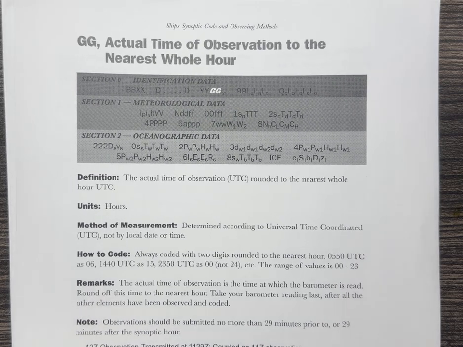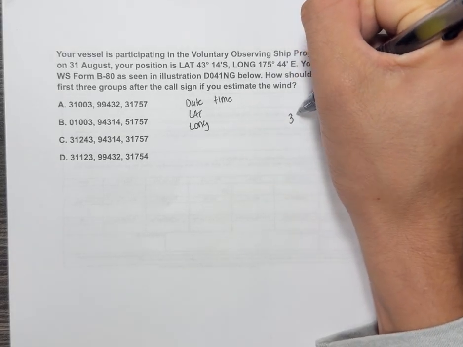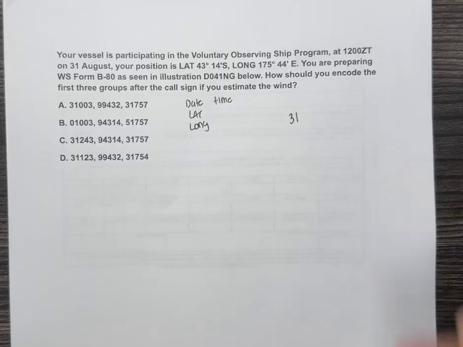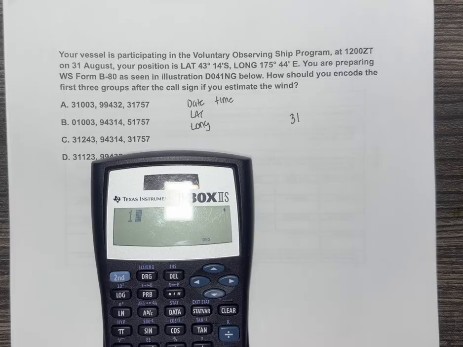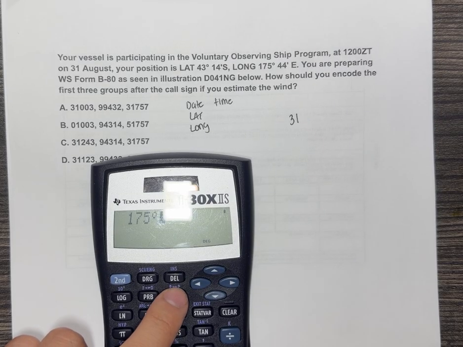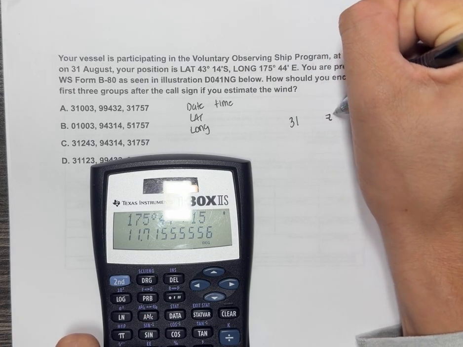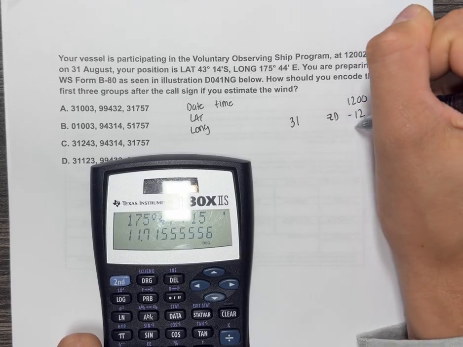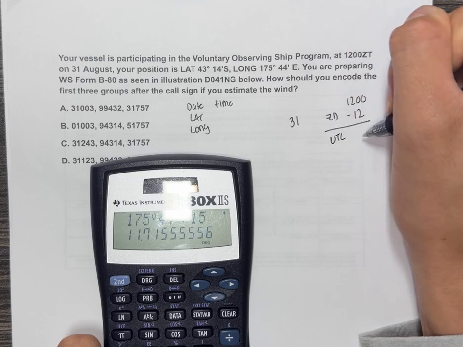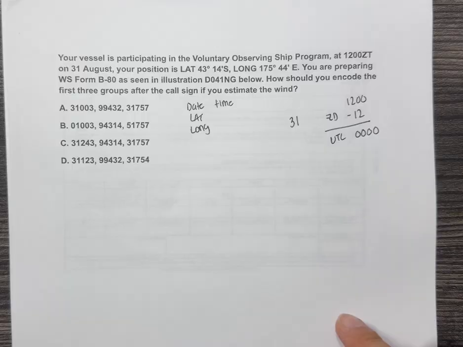So let's start with that. Our actual time of observation and our day of the month. We're at 31 August, so that's our current day of the month, but we need to apply our zone description. To do that, we divide our longitude by 15, so 175 degrees 44 minutes divided by 15 gives us a zone description of -12. So our ZD is -12. Our zone time is 1200. That'll give us a UTC of 0000. We did not change the day because we're still on the 31st.